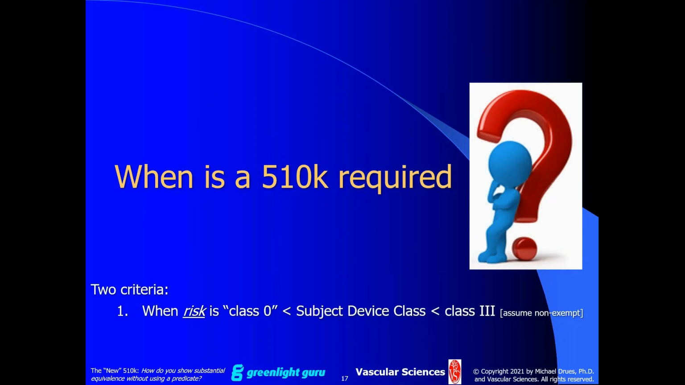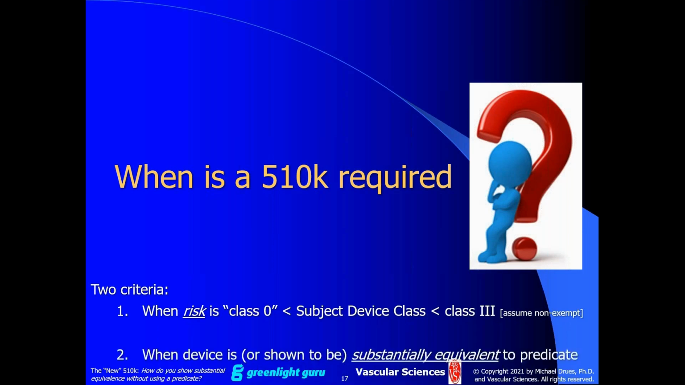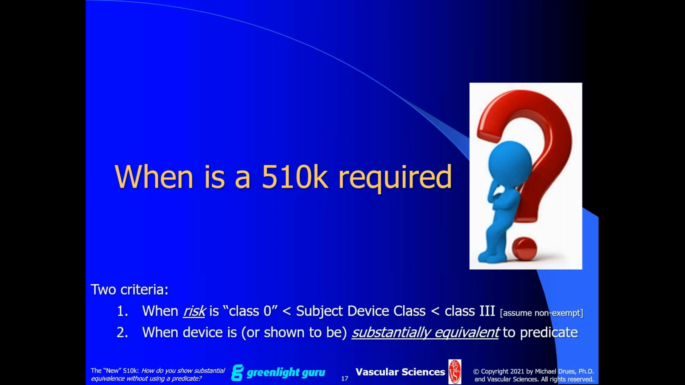All right, so when is a 510(k) required? Well, there are two criteria, essentially, that we have to meet in order to consider a 510(k). The first criterion is risk or classification. The class of the device has to be less than Class 3, but greater than Class 0. In other words, the subject device has to be usually a Class 2, sometimes a Class 1. That's criterion number one. And criterion number two is when the device has a suitable predicate. In other words, it's substantially equivalent to another device that we already have on the market here in the United States.